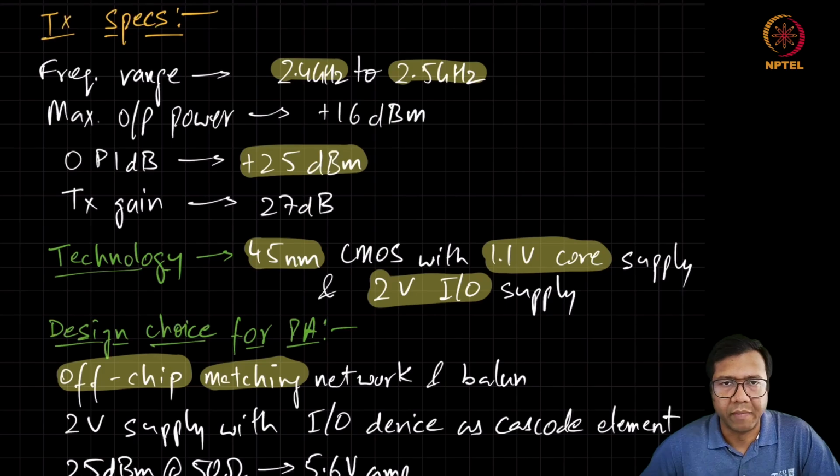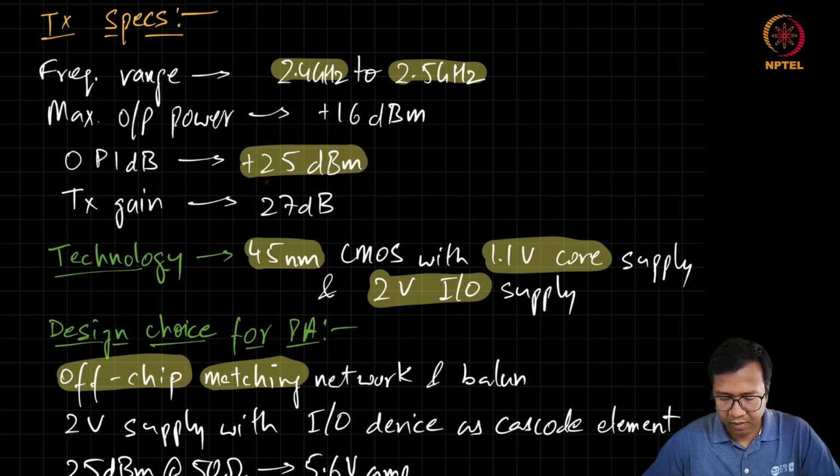So here we can see the main specification of the transmitter, which we want to implement for the Wi-Fi 3 standard. So you want the transmitter to operate from 2.4 GHz to 2.5 GHz, and the maximum output power should be +16 dBm. Now for 54 Mbps data rate, we know that the peak to average power ratio is going to be equal to 9 dB.